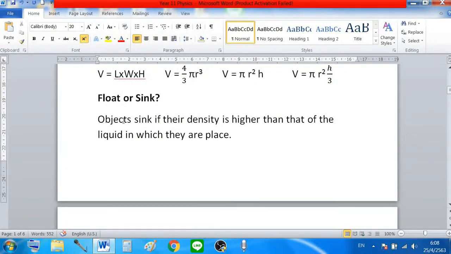Float or sink. Objects sink if their density is higher than that of the liquid in which they are placed. So if I place something that has a higher density than water, water is 1,000 kilograms per meter power 3, if I place something with a higher density than that, it will sink to the bottom of the water. If the density is less than water, it will float. So things with a higher density will sink, and things with a lower density will float.